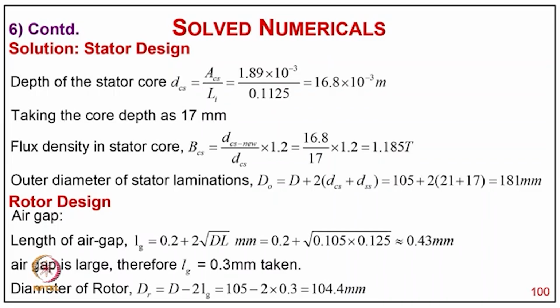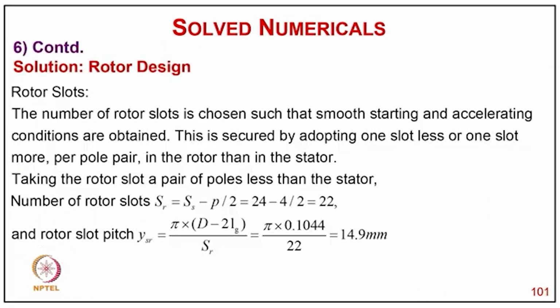And now coming to rotor design, first we have to calculate the length of air gap, so that the rotor diameter can be calculated. So length of the air gap equals 0.2 under root DL in millimeter. Putting value, it comes 0.43 millimeter. Air gap is large, therefore LG normally preferred for small rating motor is 0.3 millimeter. Taking that, the rotor diameter is DR equals D minus 2 LG, so it comes 104.4 millimeter.